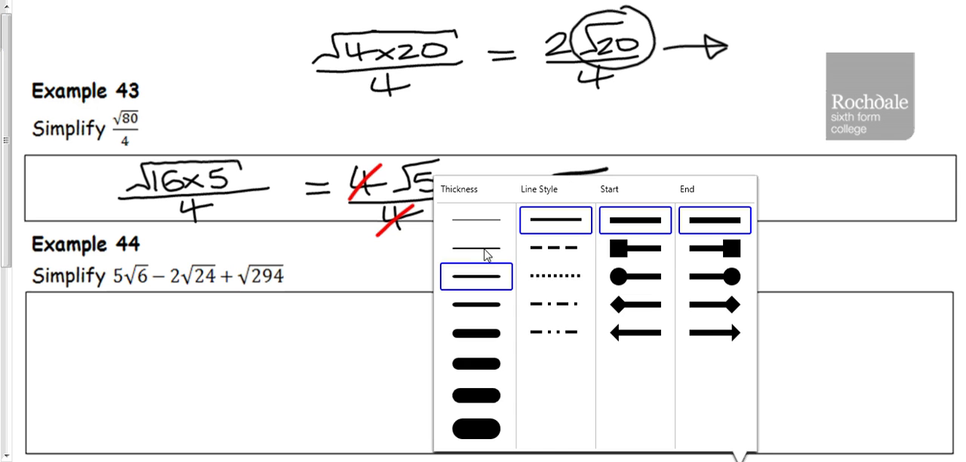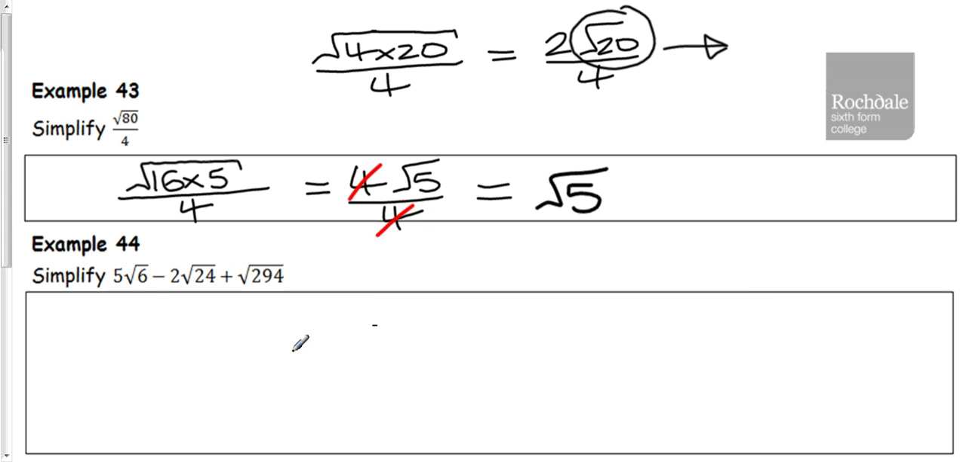In example 44, we are simplifying 3 terms with an add and a takeaway. So what we need to do here is first of all concentrate on simplifying each individual term. First one, 5 root 6, cannot be simplified any further. I know that because 6 has no square factors apart from 1, but 1's a factor of everything, so we don't take any notice of it.